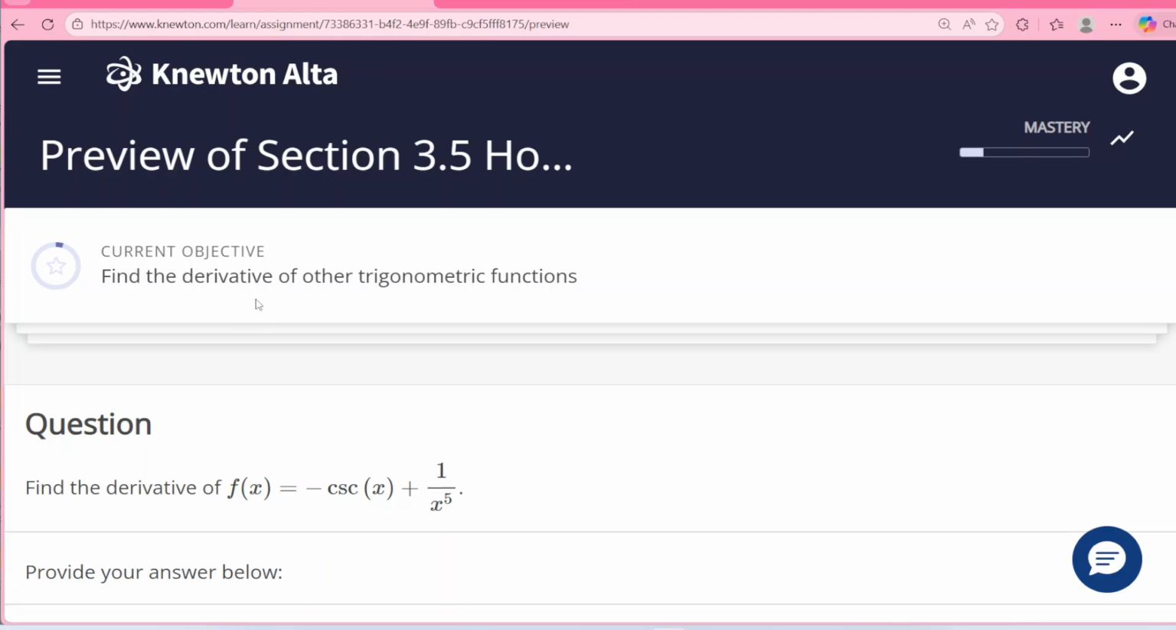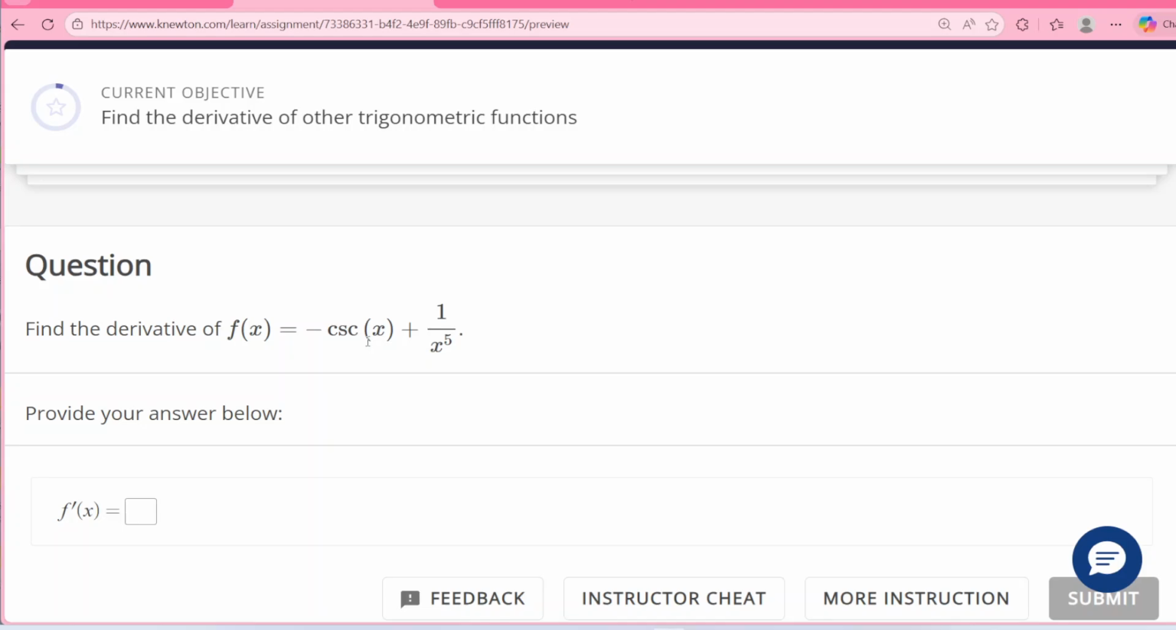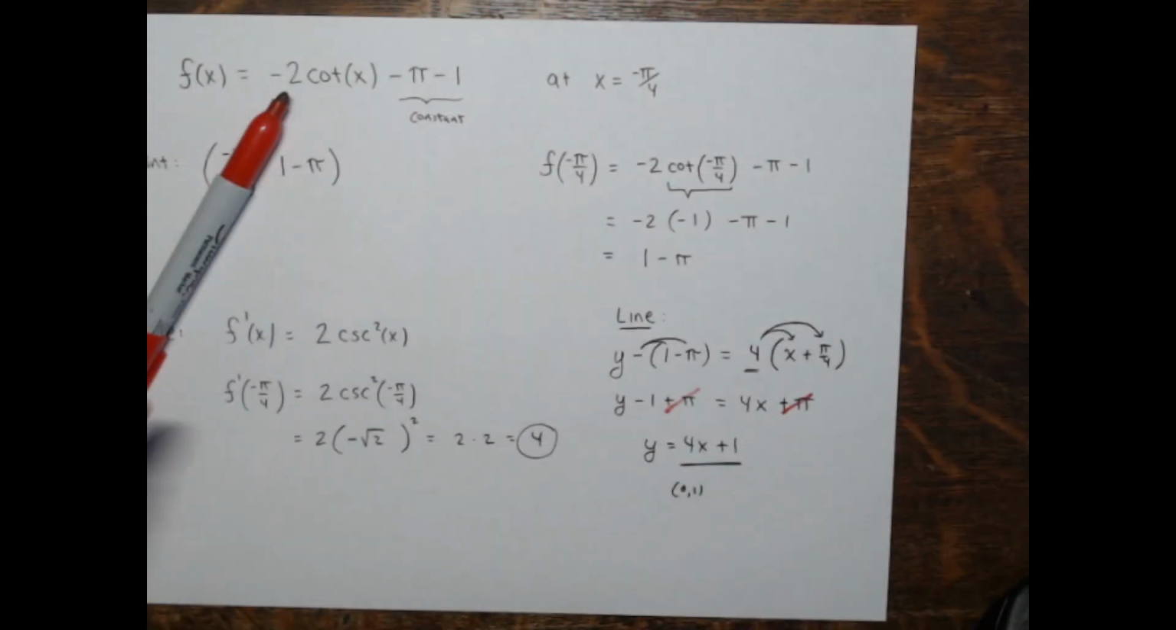All right, then this goes back to the other trigonometric functions, right? The four of them that aren't sine or cosine involved. So you've got here the cosecant of x, but also this rational function, 1 over x to the 5th. That's not trig, but you may recall from the power rule section that you could rewrite this as a power. I could use the quotient rule for this term, but you can rewrite this as a power and then use the power rule, right? A negative power.